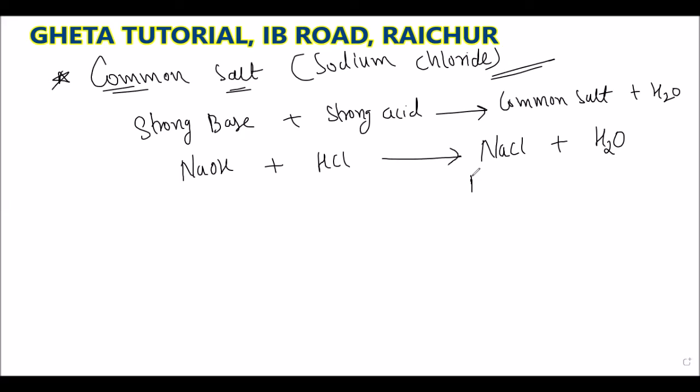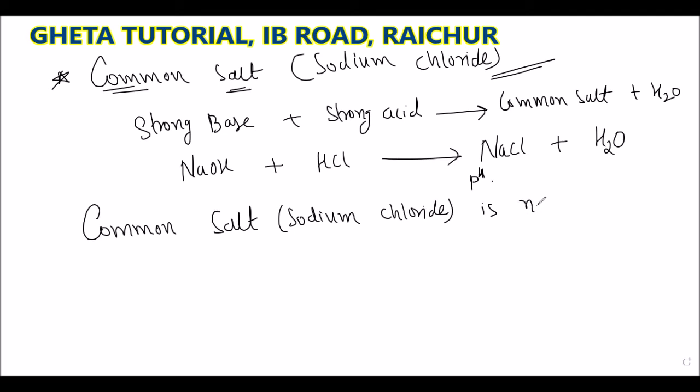So what is the pH of the common salt here? The pH of the common salt is 7. Exactly correct. Sodium chloride is a neutral salt whose pH is equal to 7. So remember that sodium chloride is a neutral salt. What is the pH of common salt? It is equal to 7.